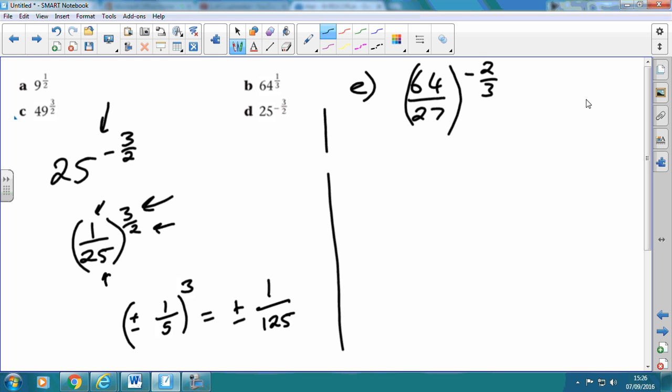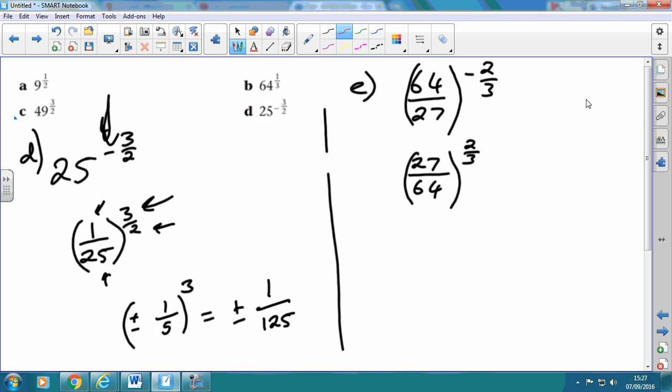Now again, just like in question D, the first thing we did is we dealt with the minus sign, and we did that by making it 1 over 25. But here we've got a fraction. So rather than writing 1 over 64 over 27, we can just flip that fraction upside down: 27 over 64. It's important that you really take note of that, because this happens an awful lot. So when we've got a fraction, we flip it upside down, so instead of 64 over 27, we've got 27 over 64, and then we can make the power positive.